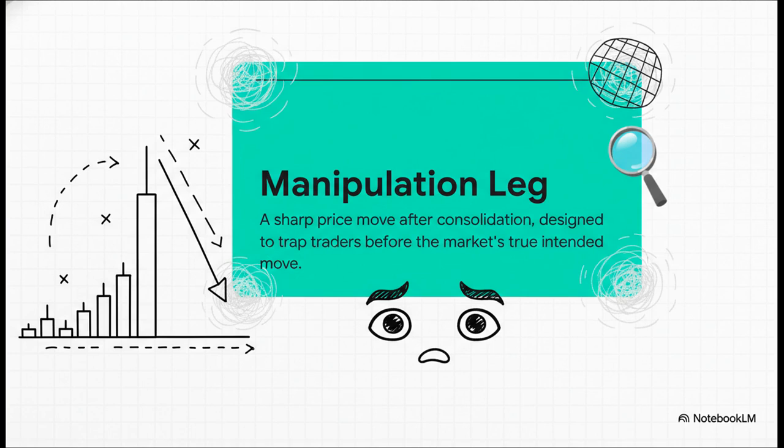So what is this thing exactly? Well, imagine the market is just kind of chilling, moving sideways. Then all of a sudden, you get this huge, aggressive price spike. Its whole purpose is to fake everyone out, to make you think it's breaking out right before it reverses and goes the other way. It's a trap, plain and simple.